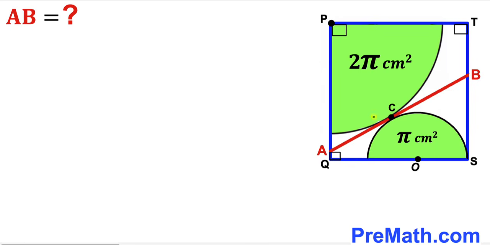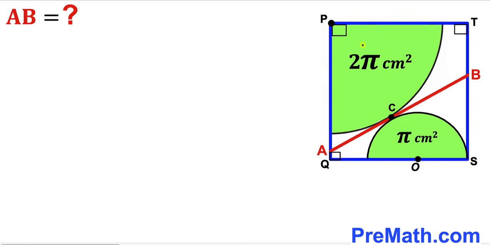Welcome to PreMath. In this video, we have got this quarter circle with the center P and this semicircle with the center O, fully inscribed in a blue square PQST, as you can see in this given diagram, such that both of these are tangent to each other at this point of tangency C.